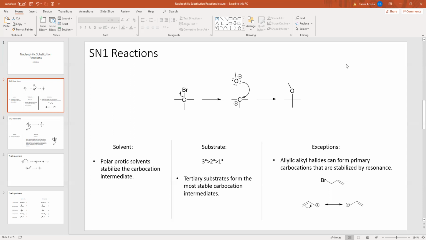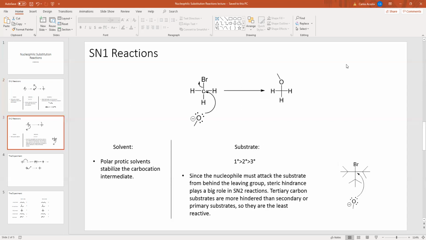Now, there's an exception that you'll see in this lab. We will have an allylic alkyl halide, and these do form primary carbocations, but because they have resonance structures, they're stabilized through resonance, so they're more stable than they seem.